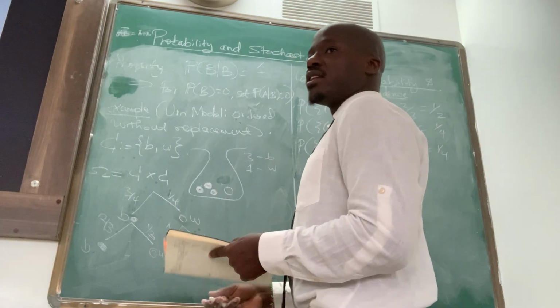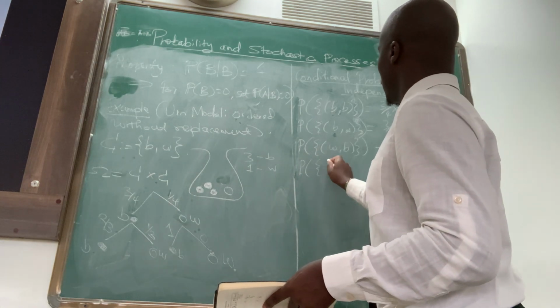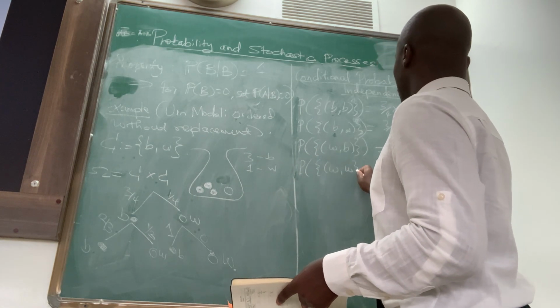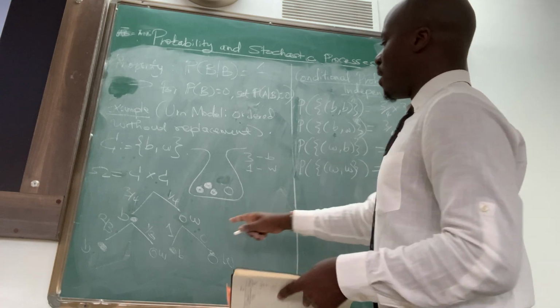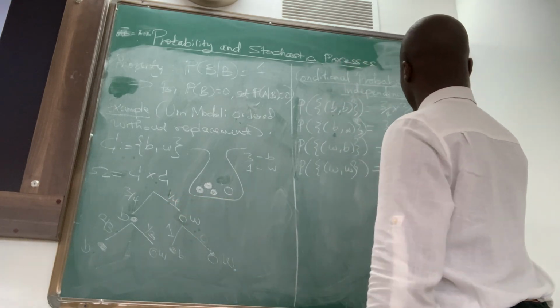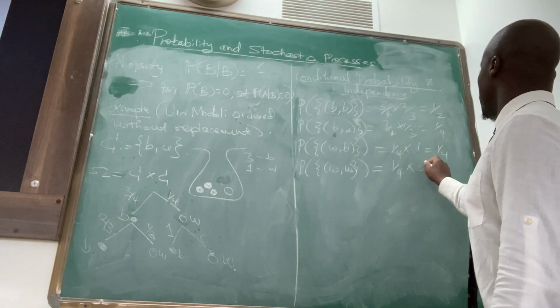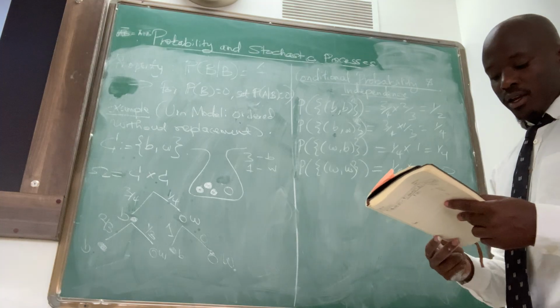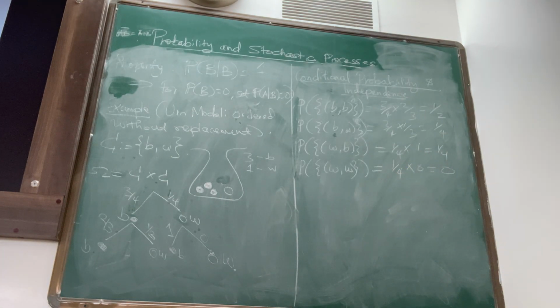Then the probability that I pick a white ball and then a white ball: the white ball is 1/4, then for another white ball, the second time there's no white ball left, so it will be 0, and this is going to be 0.